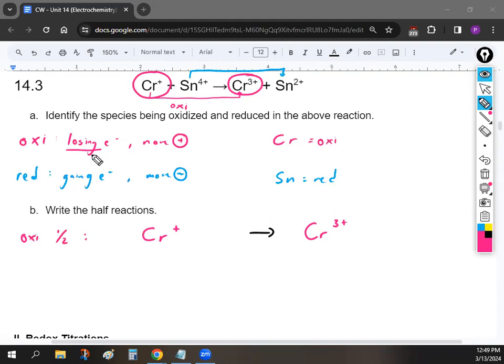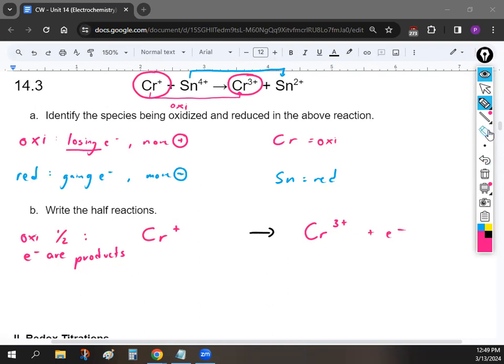So if it is losing electrons, is it going to combine with electrons or is it going to separate from electrons? Yep, it's going to separate. So keep that in mind. If you have an oxidation half reaction, the electrons are products. So make sure you jot that down if you didn't know that. Electrons are products in oxidation half reactions.